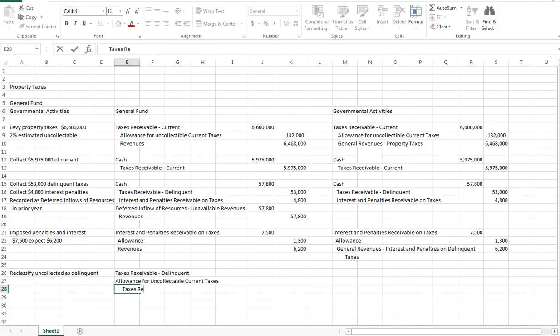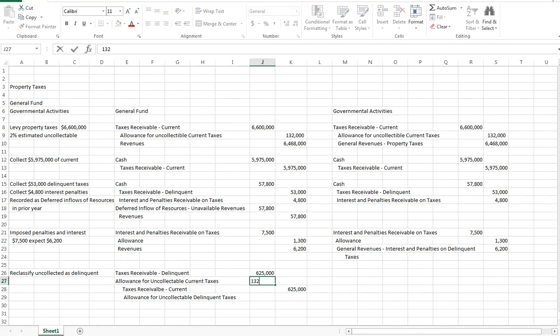And then taxes receivable current. So what we're doing is we're taking them out of current, we're putting them into delinquent, and then we have that allowance account as well. Allowance for uncollectible delinquent taxes. Okay, so see what we've done on our delinquent $625, and then we are going to take it out of current, put it into delinquent. That's what we did here.